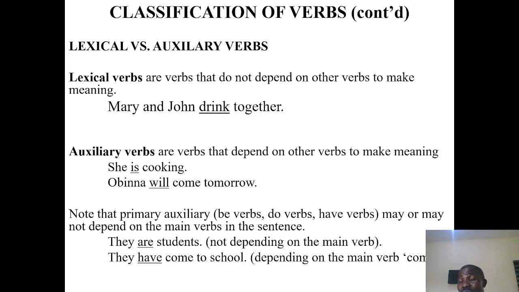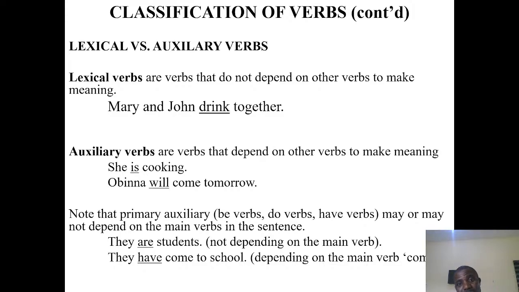It needs support. Even though we have primary auxiliary verbs, there are some auxiliary verbs that can function as main verbs and as auxiliary verbs. But in a context in which they support the main verb, if they are not used as supporting the main verb, they will not stand alone. The modal auxiliary verbs will always support the main verb. Obina will come tomorrow. Obina will tomorrow is not correct. Once you see them, you see the main verb.